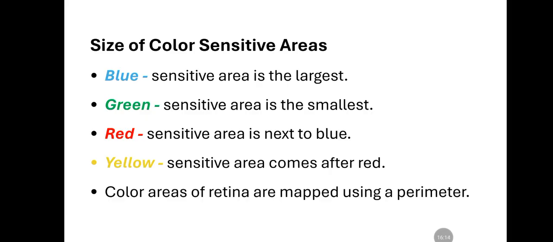Size of color sensitive area. Blue sensitive area is the largest. Green sensitive area is the smallest. Red sensitive area is next to blue. Yellow sensitive area comes after red. Color areas of retina are mapped using a perimeter.